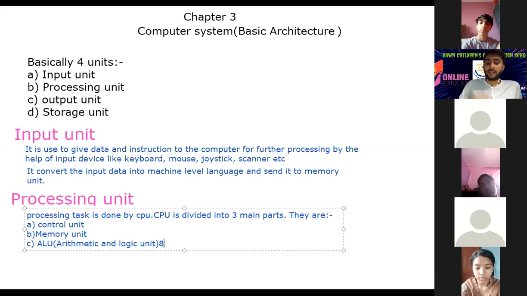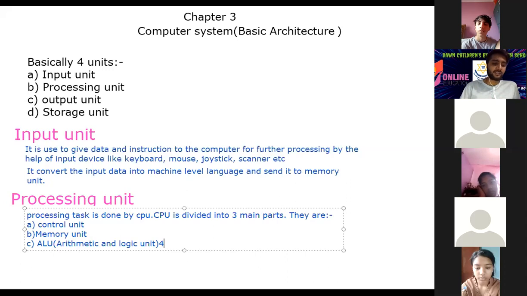Okay, another one is the arithmetic and logic unit. We all know that the arithmetic and logic unit is for calculation only. That means it will perform arithmetic as well as logical tasks. Arithmetic means what? Addition, subtraction, multiplication, division, modulus. These are all arithmetic operations. Logical means what? Decision making. Yes, pass or fail, positive, negative, or zero. This type of logical decision making is also done by our ALU.